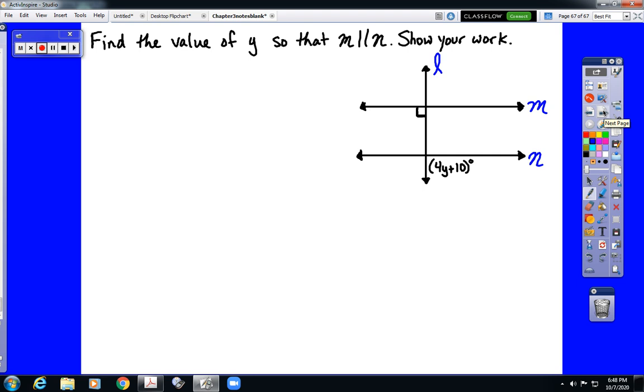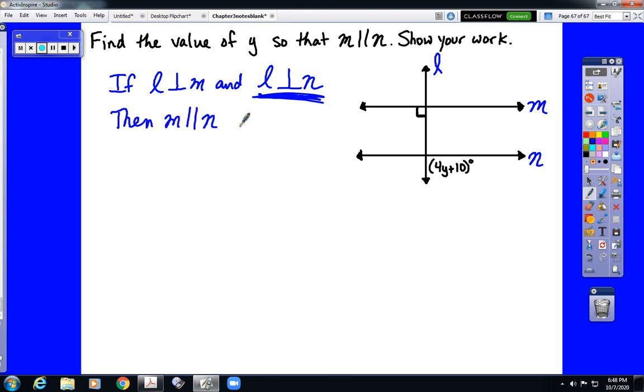One more. I actually threw this one in here so that we would have an example of our perpendicular transversal converse. Okay, it says find the value of y so that m is parallel to n. Show all your work. Well, in the picture, L is perpendicular to m. So the way that we would guarantee that m would be parallel to n is we already have that L is perpendicular to m. If we also had that L was perpendicular to n, that's what we're going to have to show. That would be enough to state that m is parallel to n by the converse of the perpendicular transversal theorem.